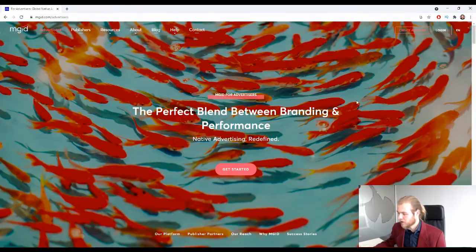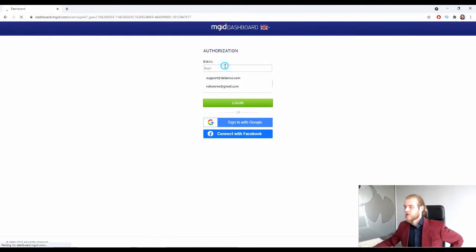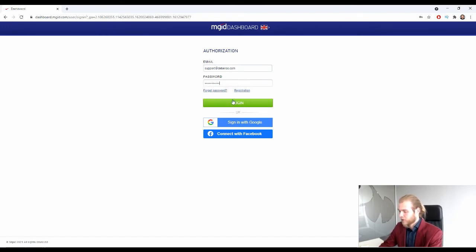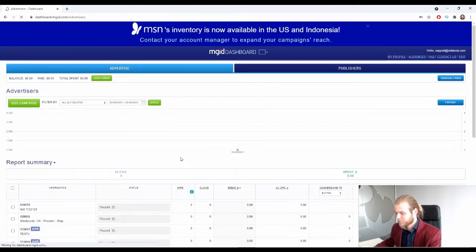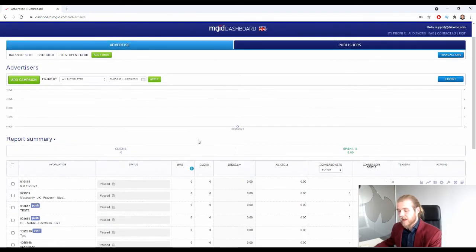However, we are going to log in and see if we can create a push ads campaign. So let me log in here real quick into the MGID Dashboard. Here we go. So if you've used MGID as a native ad platform, then this is going to be very simple for you because it's going to be very much alike creating a native ads campaign. However, if MGID is completely new to you, then this might really help you.